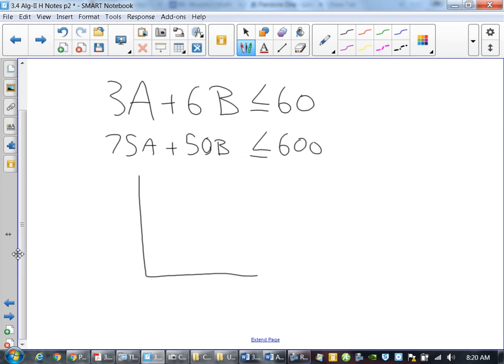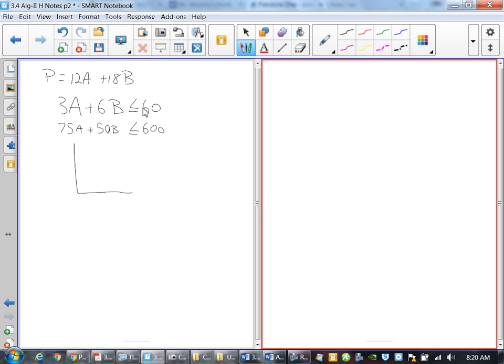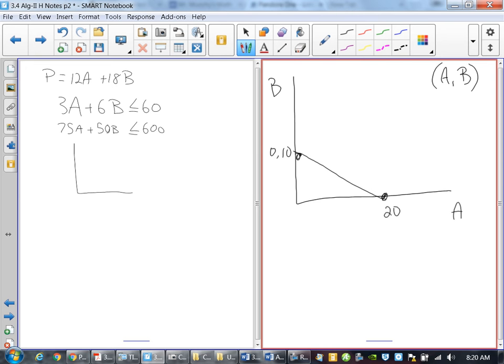First quadrant problem. We have A, B. Cover and solve. 20 and 10. This is my A. This is my B. Well, you got 20 and 10 from the 75. I'll do this one, from the first equation at the top. I'm doing the first question.